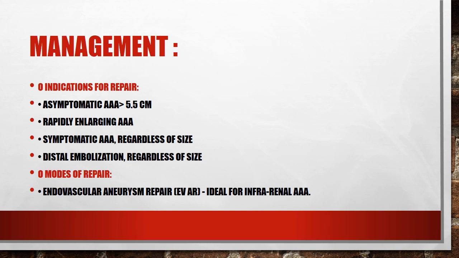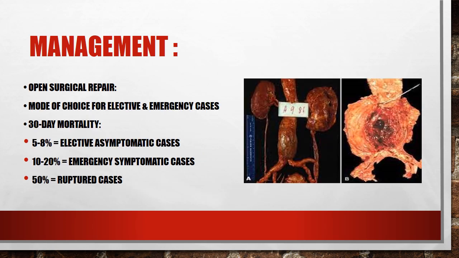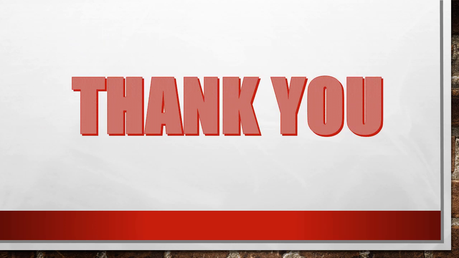Mode of repair is endovascular aneurysm repair, which is the ideal method for infrarenal abdominal aortic aneurysm. The other repair is open surgical repair. Open surgical repair is the mode of choice for elective and emergency cases. The 30-day mortality rate is 5 to 8% in elective asymptomatic cases, 10 to 20% in emergency symptomatic cases, and 50% in ruptured aneurysms.